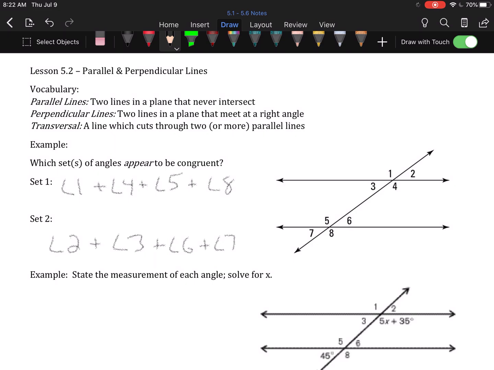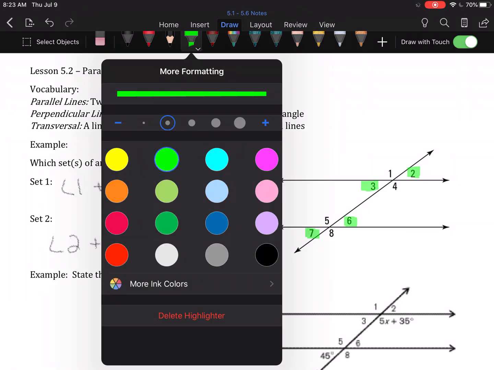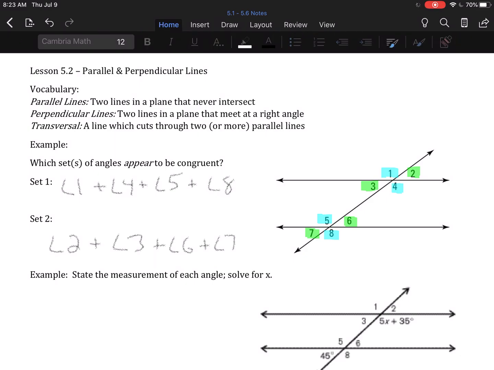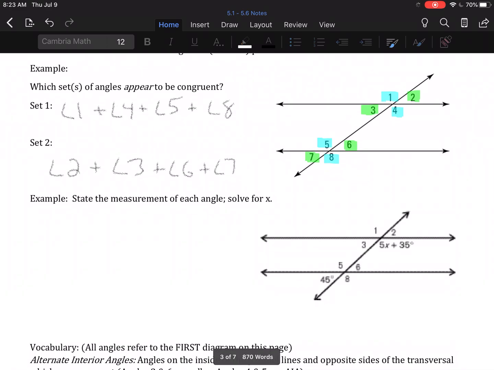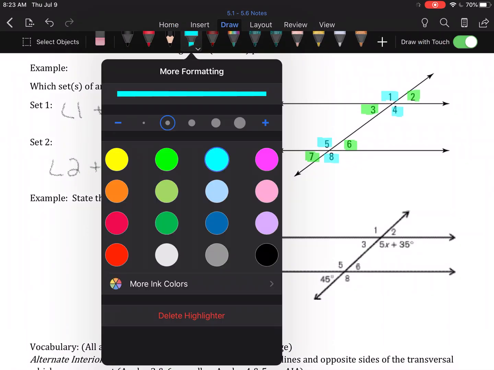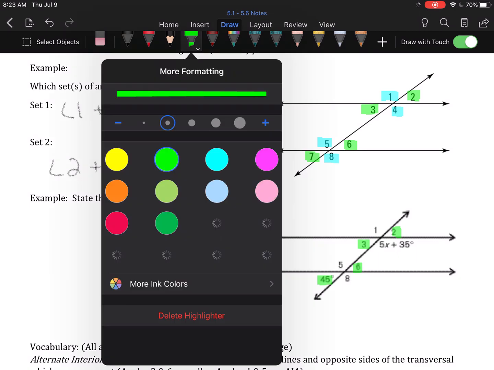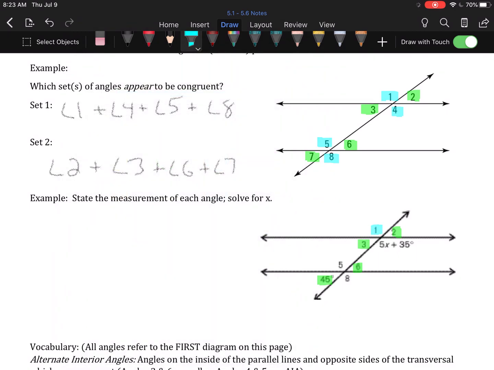I'm going to take it a step further and tell you they actually are. 2 and 3 and 6 and 7 are the same measurement. 1 and 4 and 5 and 8 are all the same measurement. Okay. We can use that knowledge. Watch. All of the acute angles are the same, and all of the obtuse angles are the same.